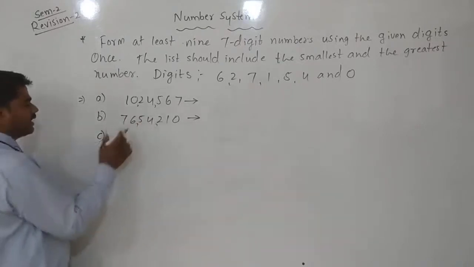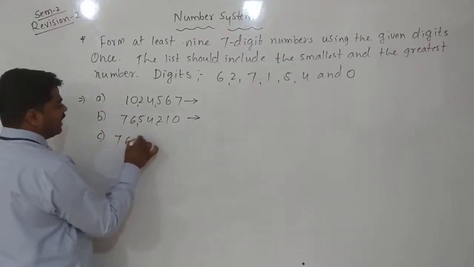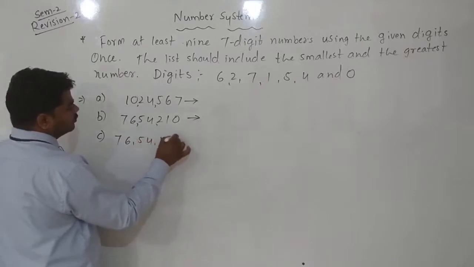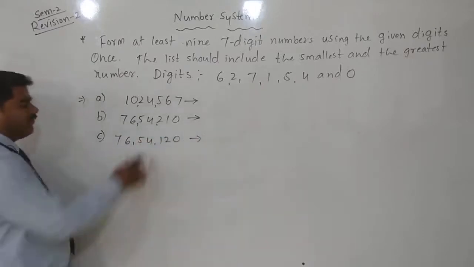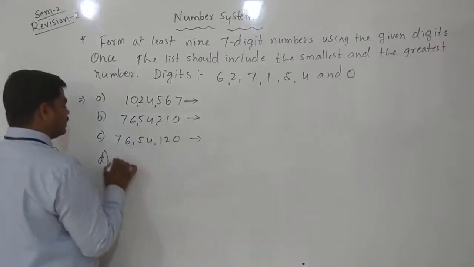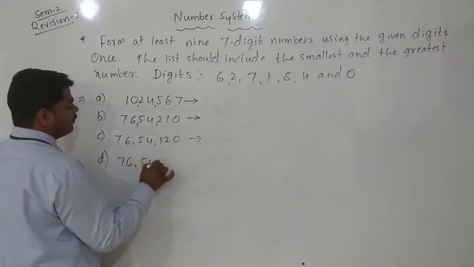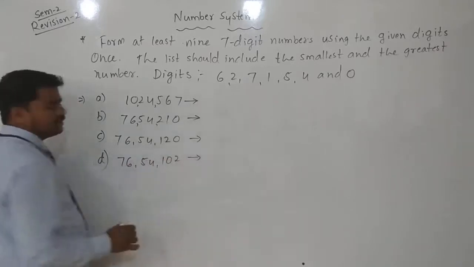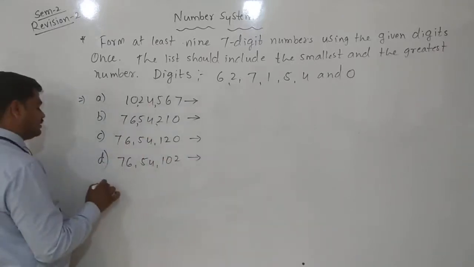Then again, any seven digit numbers we can form. That is 7, 6, 5, 4, 1, 2, 0. This is also one number formed by these digits. Or we will exchange, taking 0 in the middle: 7, 6, 5, 4, 1, 0, 2. This is also a number. Yes, you will take this.